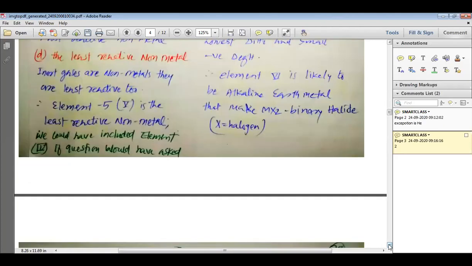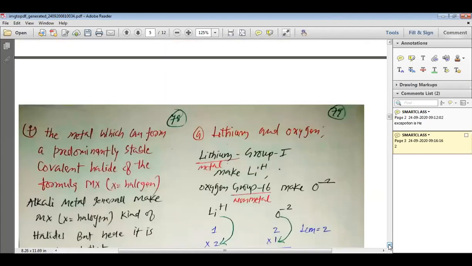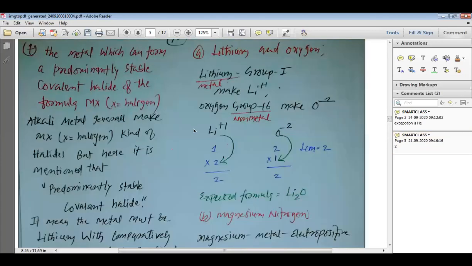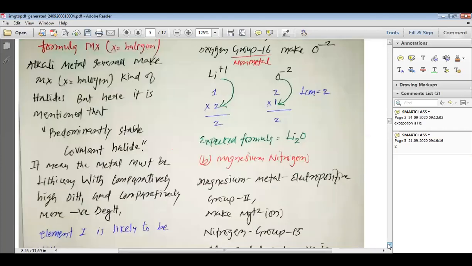The metal which can form a predominantly stable covalent halide. Please remember, my dear students, that group 1 metals generally make ionic halides, but it is lithium only which makes the covalent halide. So here we need to find the lithium. We have seen that the first ionization enthalpy is comparatively low, but the second ionization enthalpy of element 1 is very high, and that is why we can say that element number 1 is lithium.